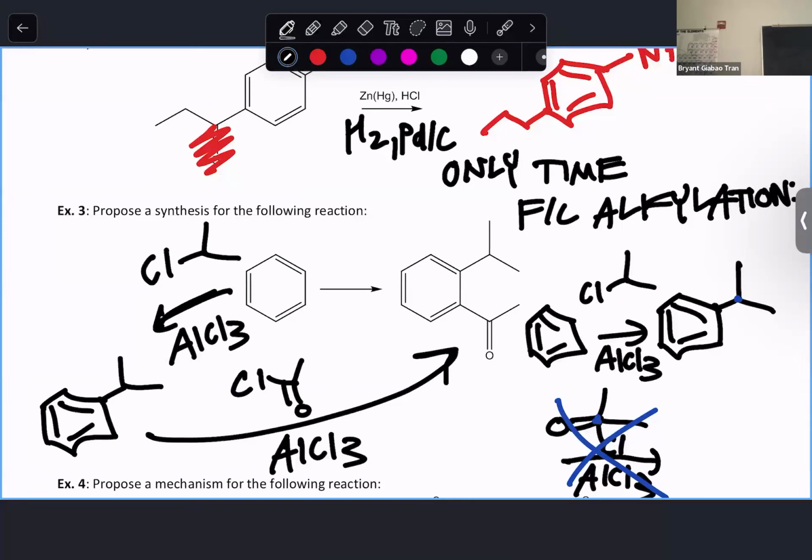We cannot do this because we said this is an ortho-para director. If we do this right away, we would also have the product with the para position. What can we do to block off that para position?